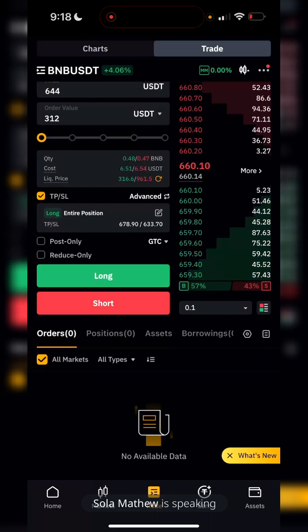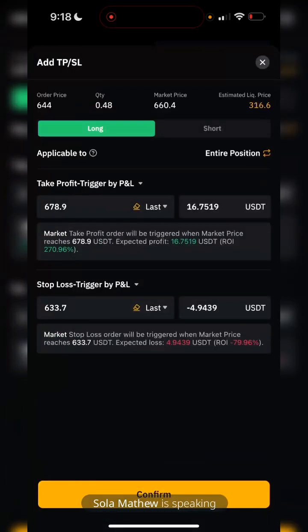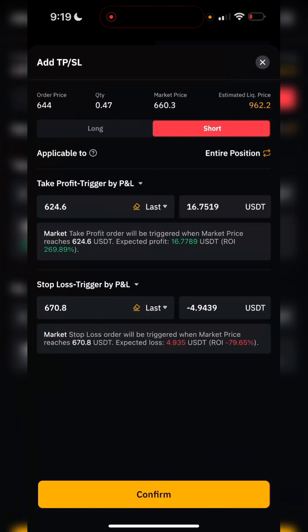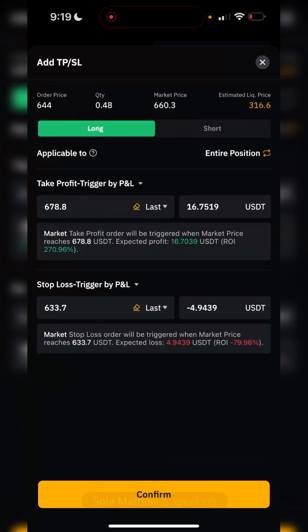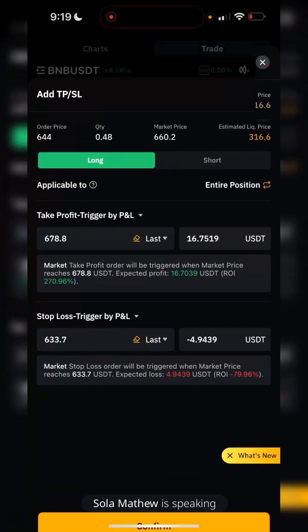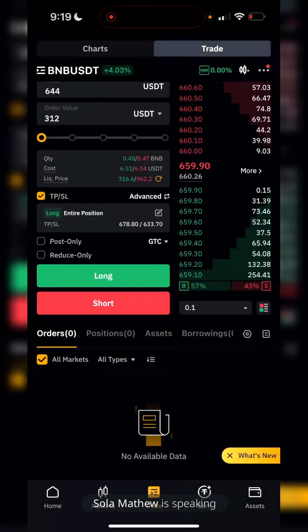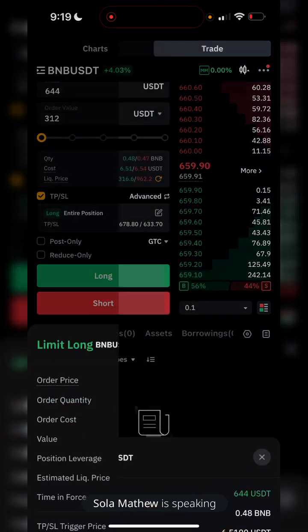And remember, you are longing. Okay, so because you are longing, it's very important. This is where you put long. If you are shorting, if they say you should short, make sure that you change this to this place so that it's being short. But remember, we are longing, so make sure that it's in long. So click on confirm. Once you are done, come and click on long again.